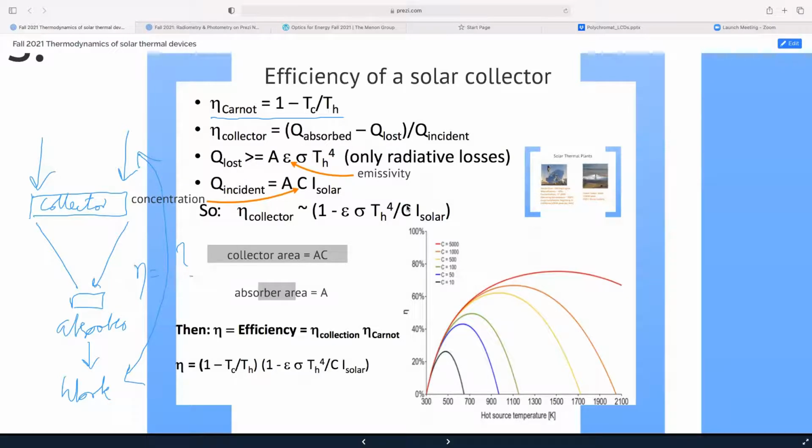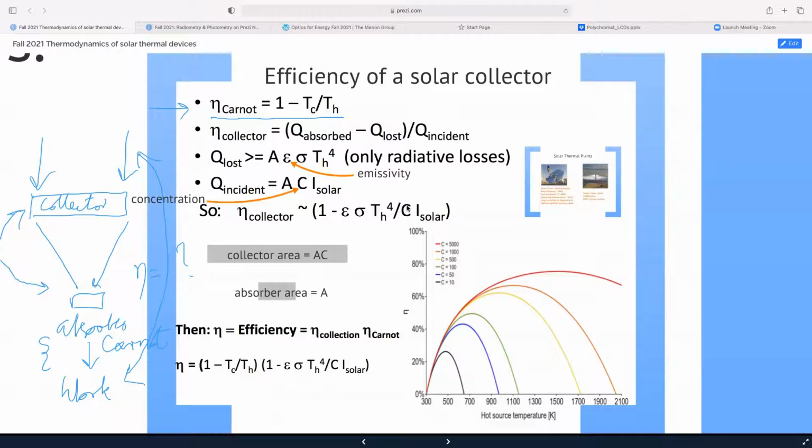When the absorber does this work, this is where Carnot comes into play. That's the last step, so that's where this efficiency comes into play. That's easy. We just need to know the temperature of the cold part and the temperature of the hot part, and then divide. Now let's think about the collector itself. What is the efficiency of the collector, which is this step? You have heat absorbed minus heat lost, divided by the incident heat. That would be the efficiency.